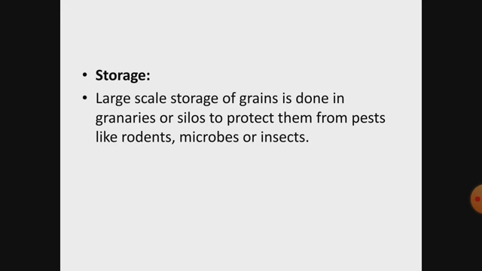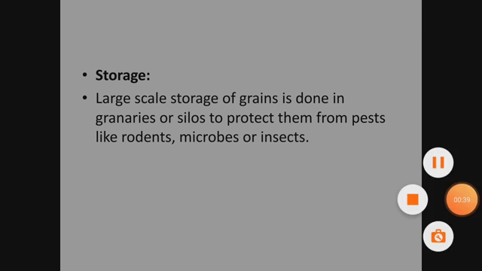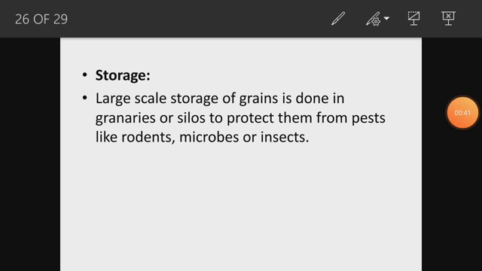Why they are stored in granaries or silos? To protect them from pests, rodents, microbes or insects. Once the crop is harvested, the grains have to be free from moisture and safe from any kind of insects or pest attack. Presence of moisture promotes microbial growth in the grains.